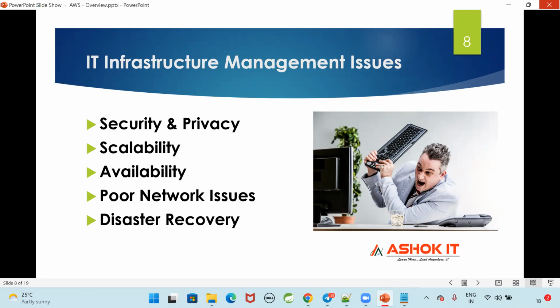So if you set up all this infrastructure on your own, still we are going to face some challenges. That means security, privacy. How can you maintain security for your infrastructure? 24/7 people should be there to monitor your infrastructure, and you need to take care of security of your infrastructure. Hackers should not attack our servers. Hackers should not access our servers. We need to maintain that security, and we need to maintain data privacy.